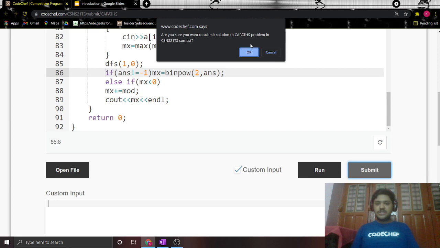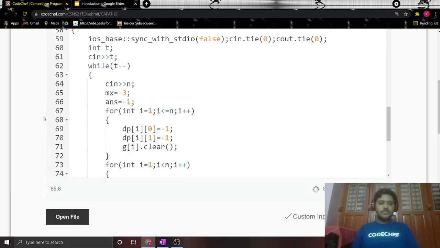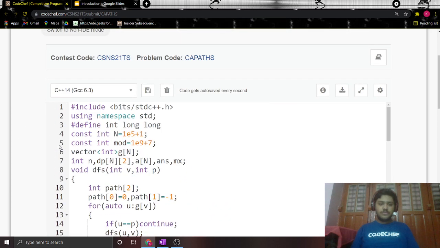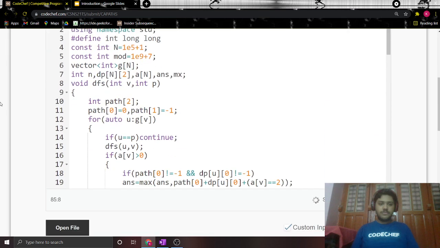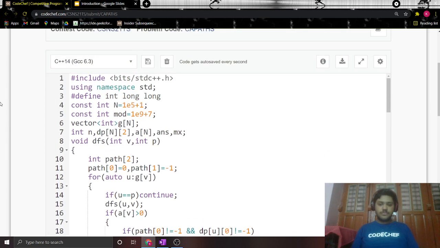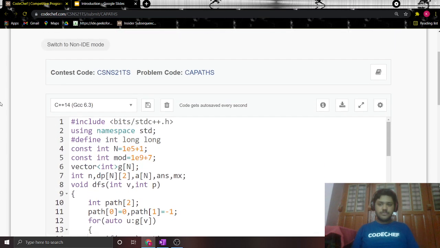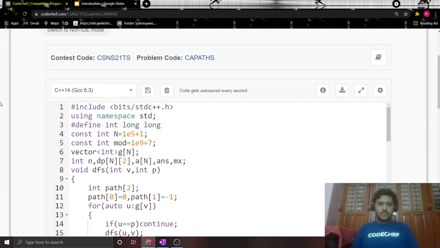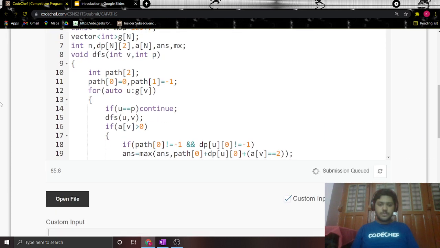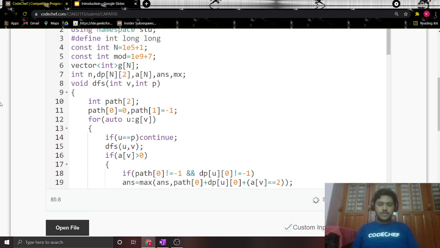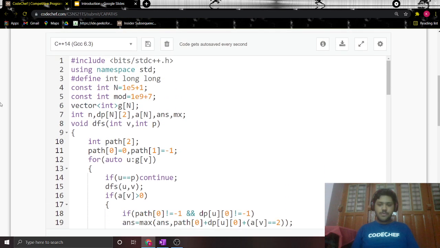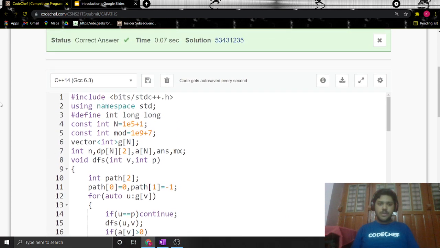So let's submit the solution. You can see that the solution got accepted. If you have any doubt regarding this approach, you can ask in the comment section.